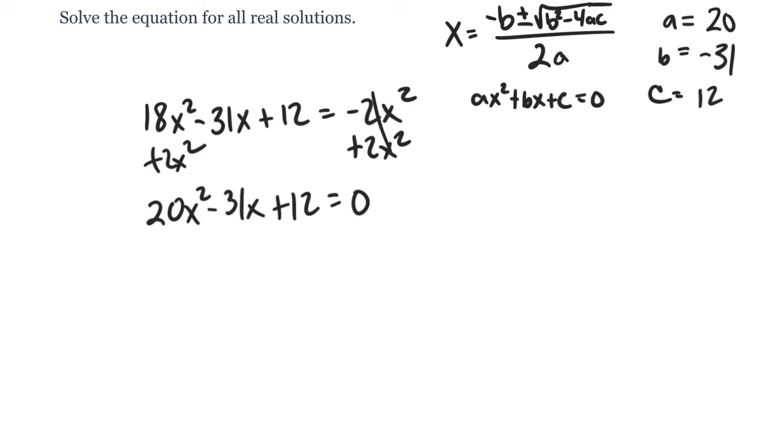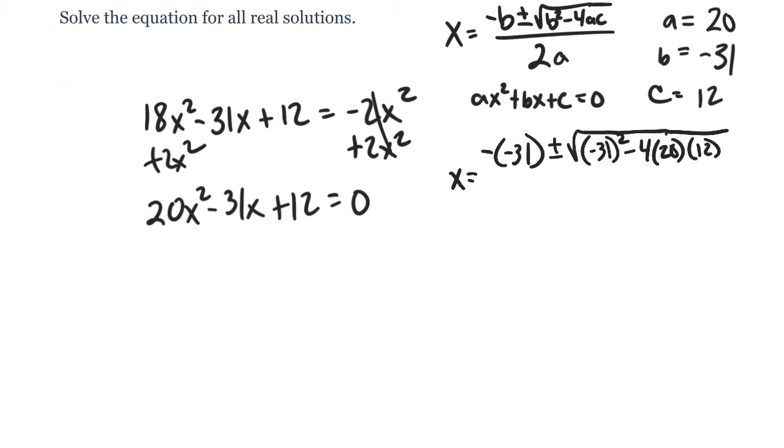First things first, let's plug them in. x is equal to negative b, so negative 31, plus and minus the square root of b squared, so negative 31 squared, minus 4 times our a value is 20, our c value is 12, and then that whole thing is going to end up getting divided by 2 times 20. So now we just work it out.